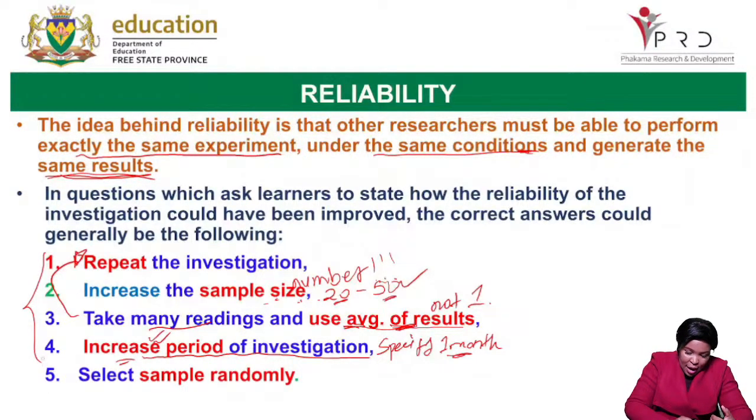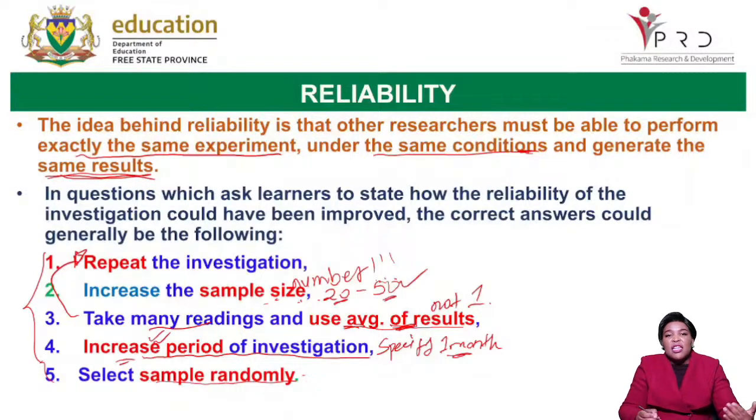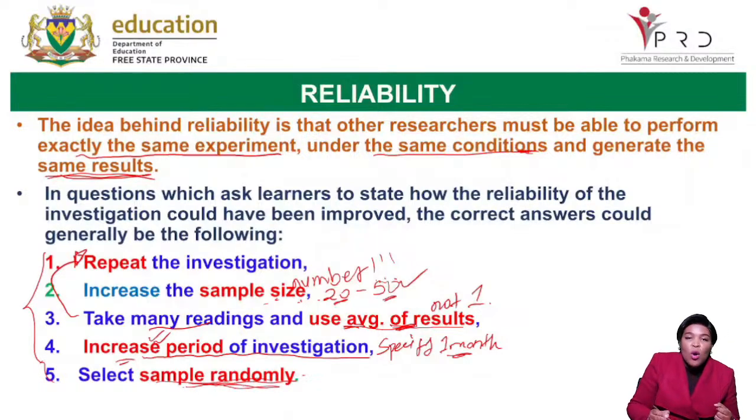Then the last one is select sample randomly. Because if you choose your sample based on, I'm just taking the plants in the front row, or I'm just taking the plants from this particular area, there might be some other factors that are advantaging or disadvantaging the plants. So if you take from different places randomly, then you are making your test even more reliable. So random sampling will also help to increase the reliability. So this is how you answer the question of reliability.